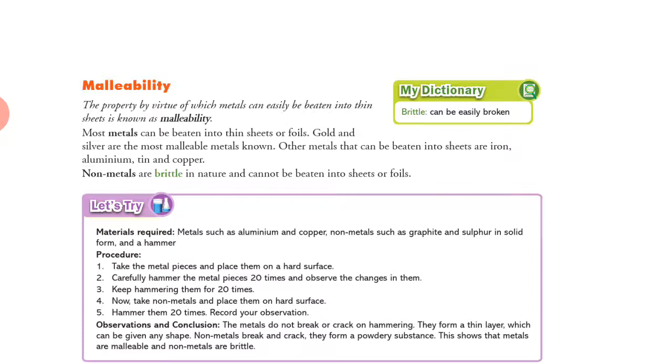Most metals can be beaten into thin sheets. Most metals are malleable. Gold and silver are the most malleable metals known. Other metals that can be beaten into sheets are iron, aluminium, tin and copper. Non-metals generally do not show the property of malleability, so they cannot be converted into thin sheets.